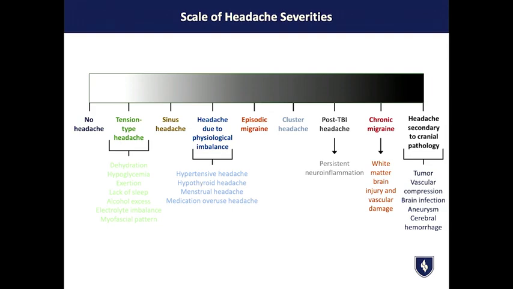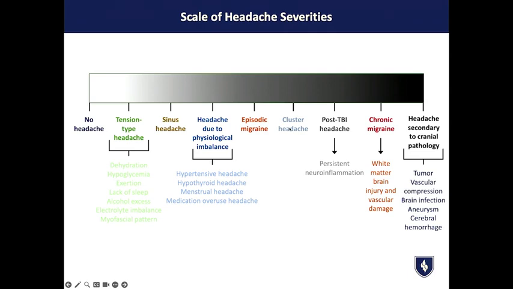Now we start to get into some serious types of headaches, starting with migraine. Episodic migraine means you have an episode once a year, three times a year, twice a year. It's not that big of a deal versus chronic migraine. If you notice, chronic migraine is very severe, and part of the reason is because you have white matter brain injury damage with migraines. We have it listed in episodic here because it's just an occasional issue, but it becomes chronic, much more severe.